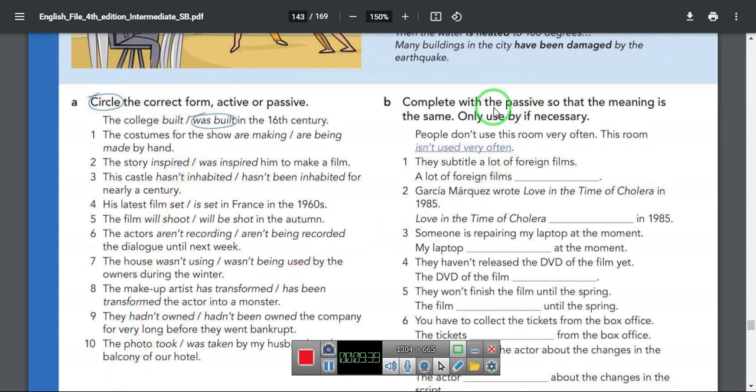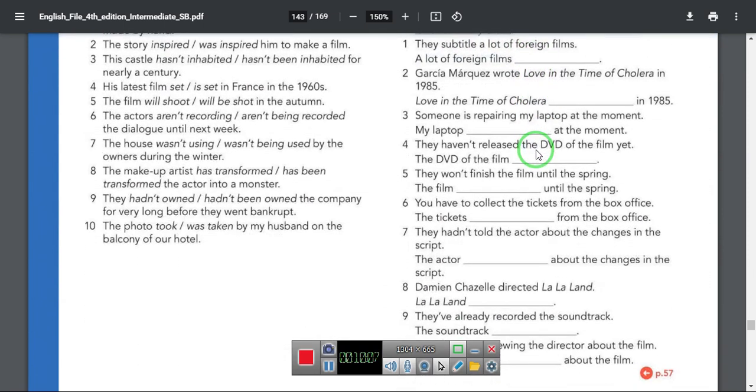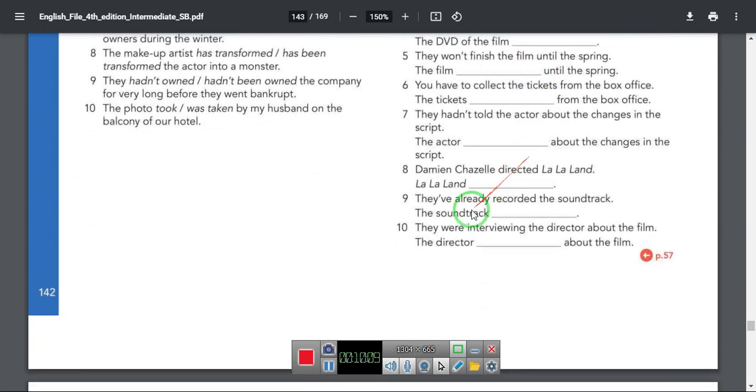B. Complete with the passive so that the meaning is the same. Only use by if necessary. People don't use this room very often. This room isn't used very often. Здесь мы переделываем, да, предложение. Люди не используют эту комнату часто. Эта комната не используется часто. Иногда можно поставить предлог by, если необходимо. That's it. Be ready with this exercise.